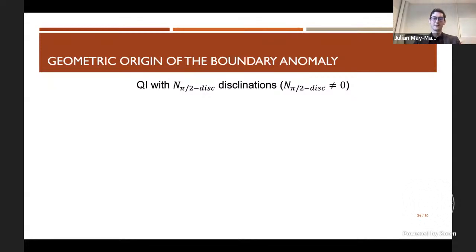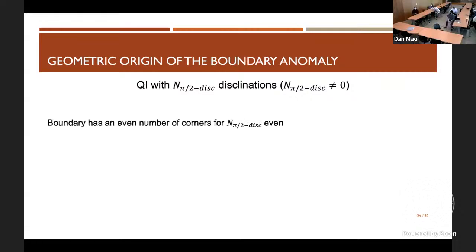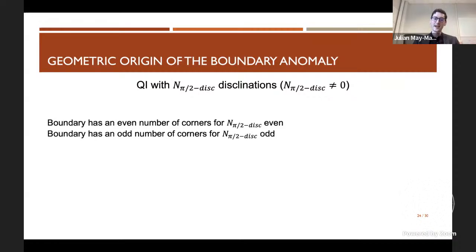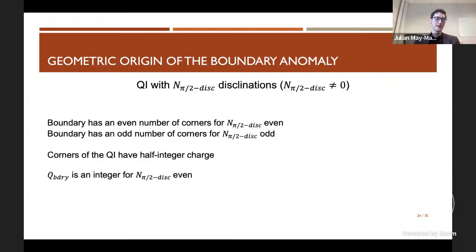Now, let's look at what happens when we have a non-vanishing number of pi/2 disclinations in our system. When there is an even number of pi/2 disclinations in the bulk of our system, our boundary is going to have an even number of corners. Similarly, when there's an odd number of pi/2 disclinations, our boundary is going to have an odd number of corners. Again, the corners of the quadrupole insulator are going to have a half integer of charge, from which we can tell that the boundary charge is going to be an integer when the disclination number is even, and a half integer when the disclination number is odd.